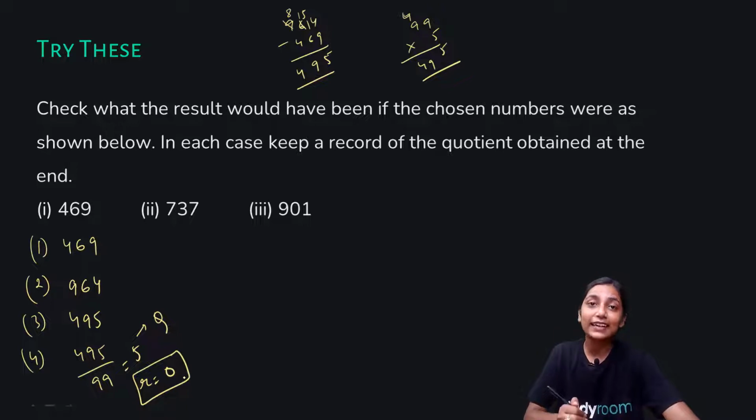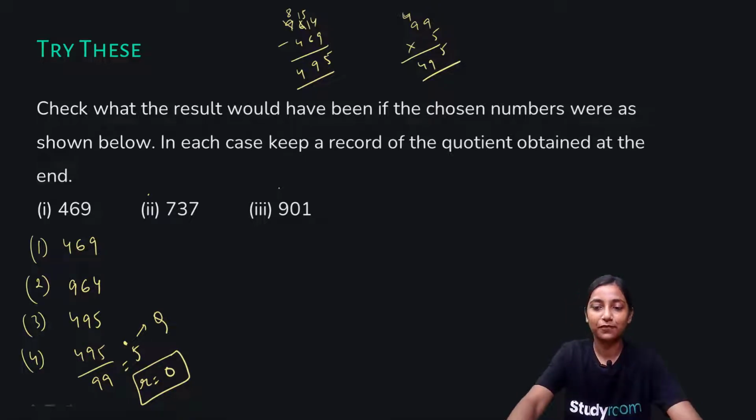So you can see that yes, my remainder is coming to be 0 in this case when I followed all the 4 steps, and my quotient is coming to be 5. So just remember this quotient, that is 5, and my number was 469. Now please do part number 2 and part number 3 yourself, just following these 4 steps, and see what your quotient and remainder will be.